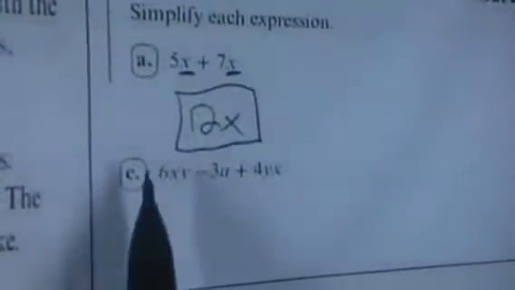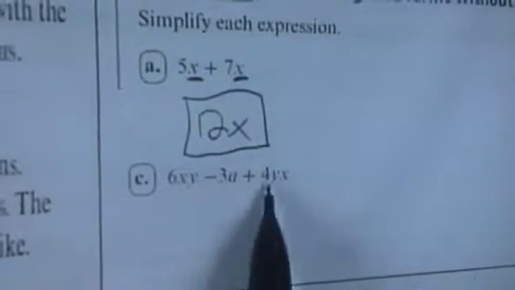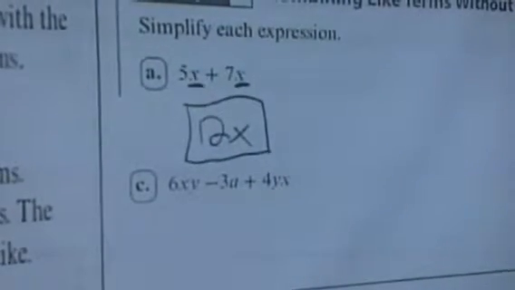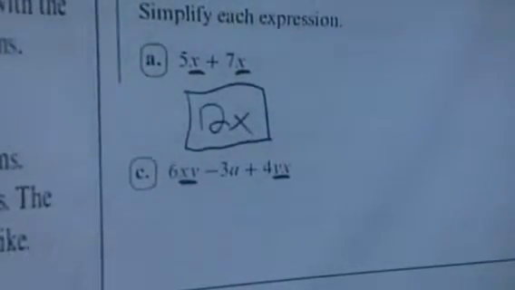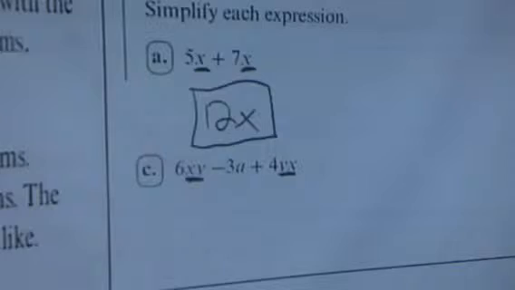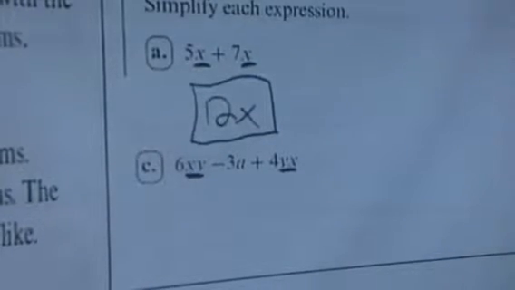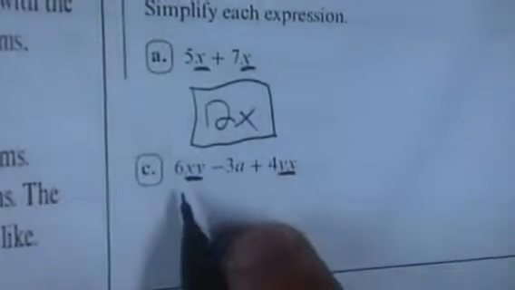Here, I've got 6xy minus 3a plus 4yz, or excuse me, yx. Now, the commutative property says that the order of factors does not matter. So even though this says xy and this says yx, they still have the exact same variables, x and y, raised to the same power. They're not raised to a power. So even though the order is different, you can still combine these.